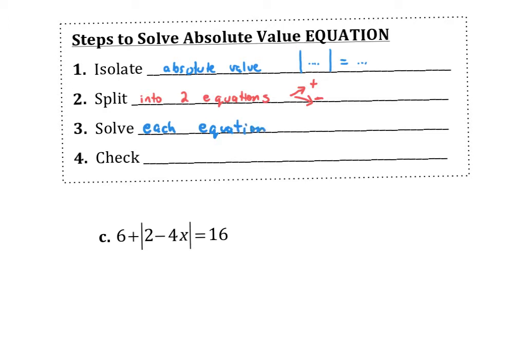Let me point out up here, too, that the bars are gone. Drop the bars. The absolute value bars are now gone. So that's the point of the split. The split gets rid of the bars. And lastly, we're going to check the solutions. Okay, so number one, isolate the absolute value. Then we're going to split into two equations, a positive version and a negative version. The bars are gone now. We're going to solve each equation, and then we're going to check the solutions.